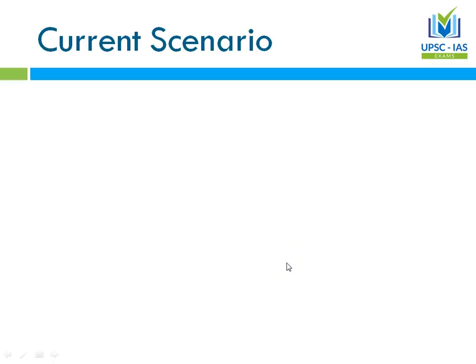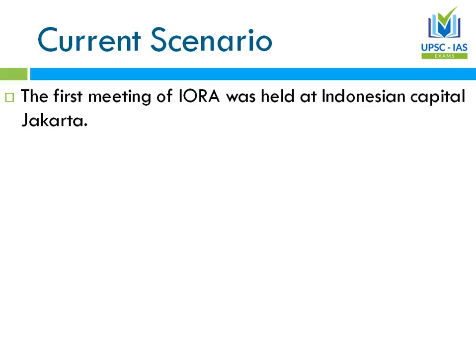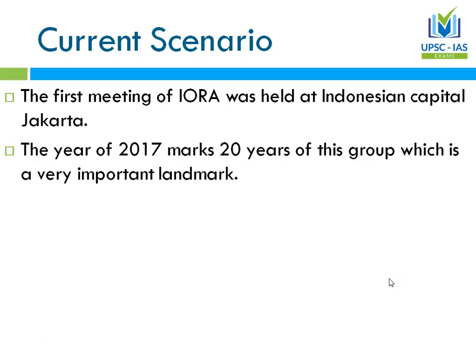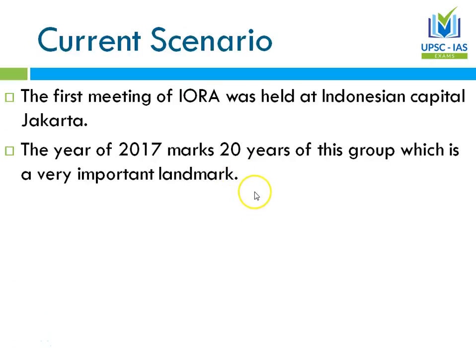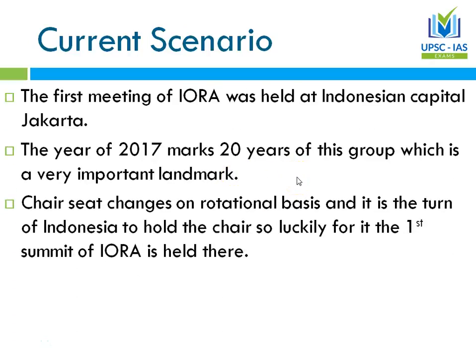Moving ahead, dear friends, current scenario. Before we understand other things, it is better for us to understand the current scenario, because once we are clear about some basic things, then we can understand other things. That is very simple to understand, isn't it? So the first meeting of IORA was held at the Indonesian capital Jakarta. The year 2017 marks 20 years of this group, which is a very important landmark. This association has completed 20 years, right? From 1997 to 2017, it completes 20 years, and it's a very good, important landmark.